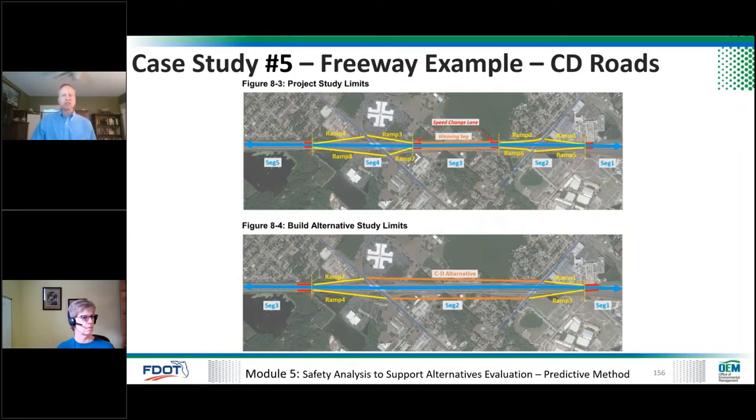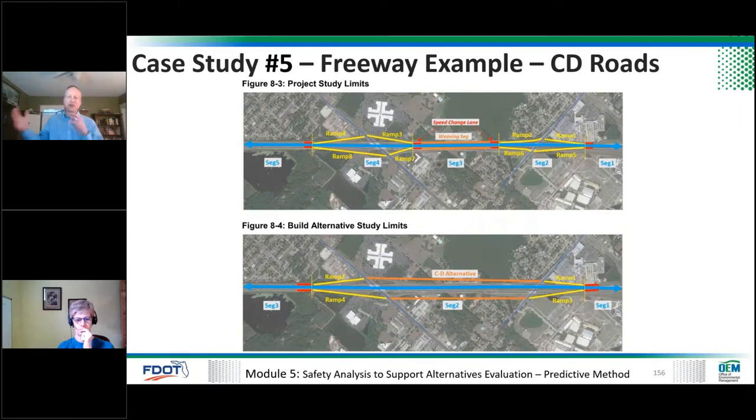We've got a project study area. The top is the current condition. Figure numbering is, again, because this is coming out of the manual, so you can refer to that if you would like. We've got 2 diamonds that are closely spaced, and the proposal on the table is to run CD roads along the freeway and connect them. Again, not saying this is good, it's just for example purposes. So play along. It's CD roads, and folks are asking, all right, how is this going to impact safety?